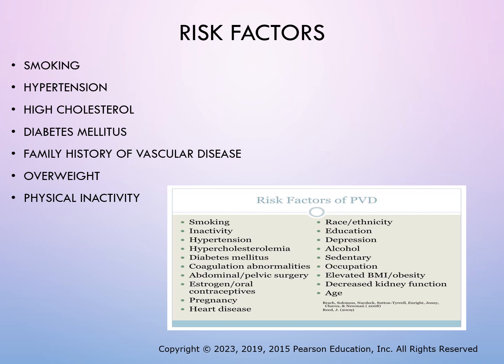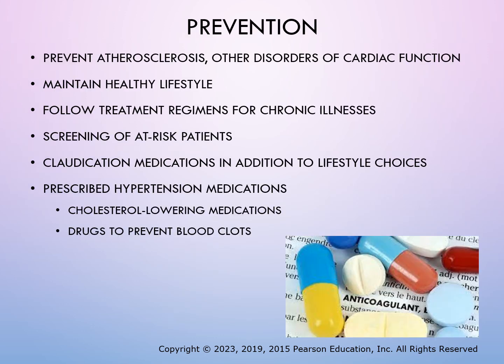I found this little chart, and so some other things are alcoholism, your occupation, elevated BMI, which relates to obesity, decreased kidney function, estrogen and oral contraceptives. These were some extra things that I found. So what is the prevention?